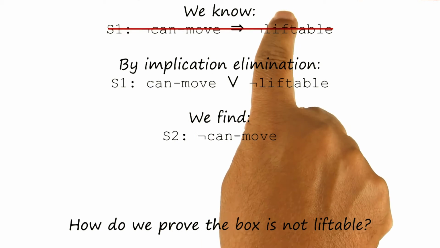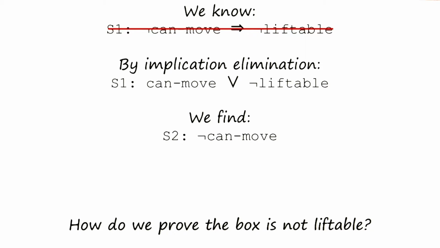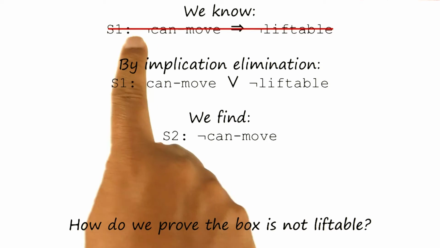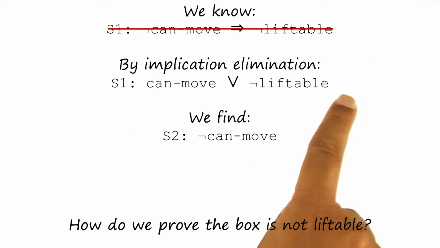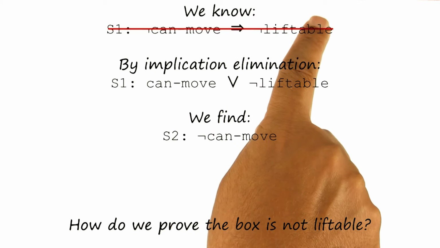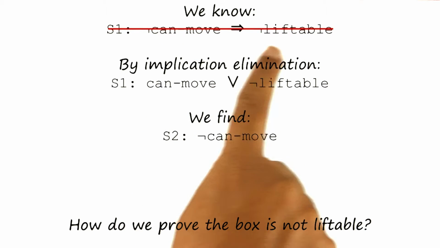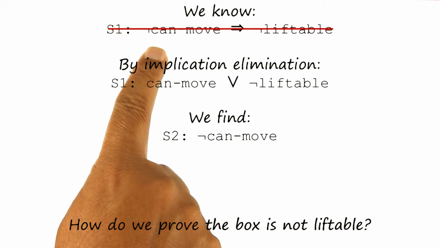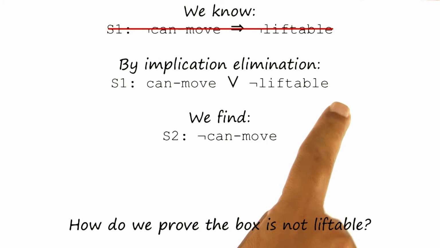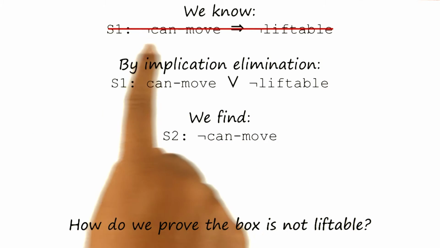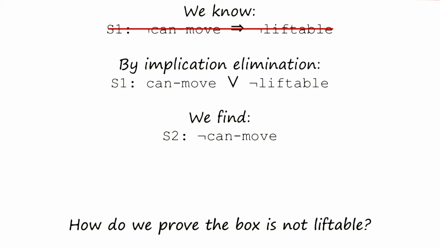So we use the implication elimination rewrite rule. Remember, alpha implies beta becomes not alpha or beta. So the negation of cannot move becomes can move, giving can move or not liftable. We have done it for the first sentence, and this is now in conjunctive normal form. We can do the same thing for the second sentence, but wait, the second sentence is already in conjunctive normal form. We don't have to do anything.